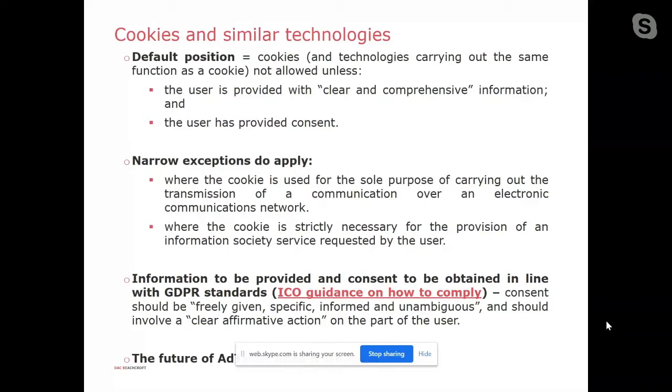So in practice, what does that mean? A pre-ticked box won't cut it, and a pre-enabled cookie which isn't strictly necessary won't be compliant. The user needs to be in complete control.